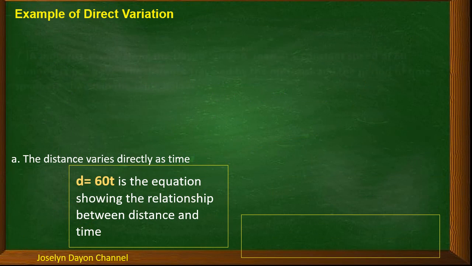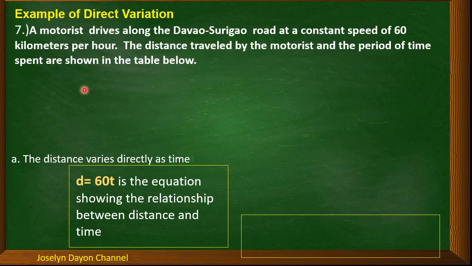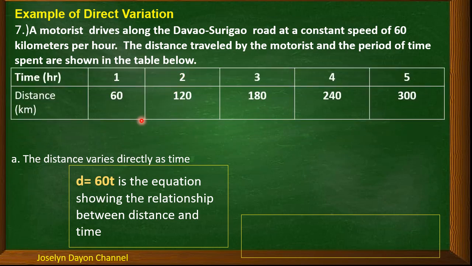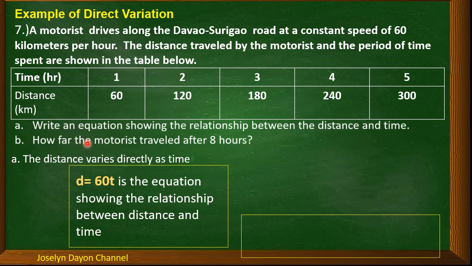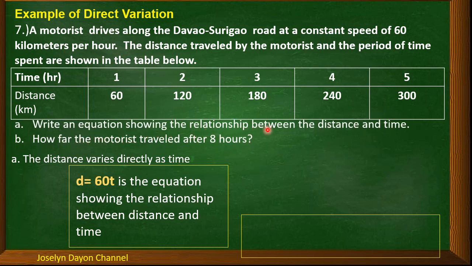Now, for our last problem, this is the example that I had given in the previous slide. So a motorist drives along the Davao-Surigao Road at a constant speed of 60 kilometers per hour. The distance traveled by the motorist and the period of time spent are shown in the table below. So the question here is, A, write an equation showing the relationship between the distance and time. B, how far the motorist traveled after 8 hours.